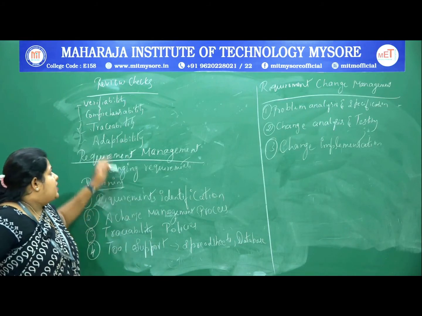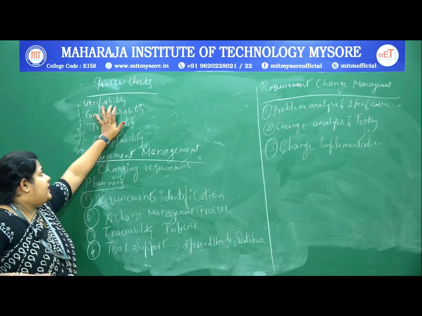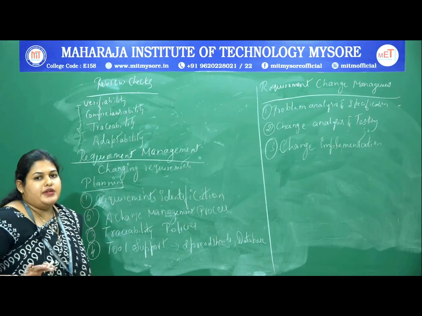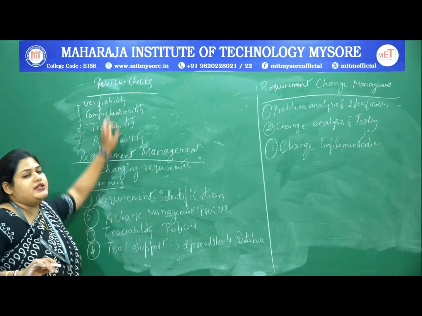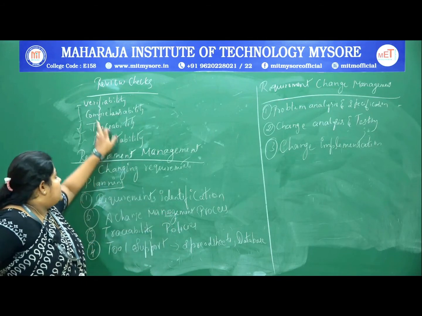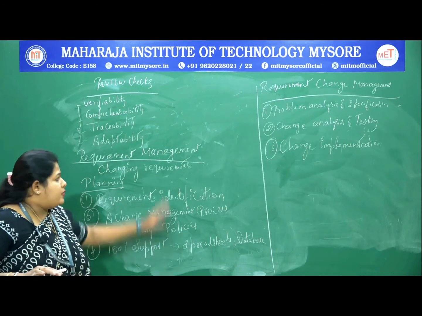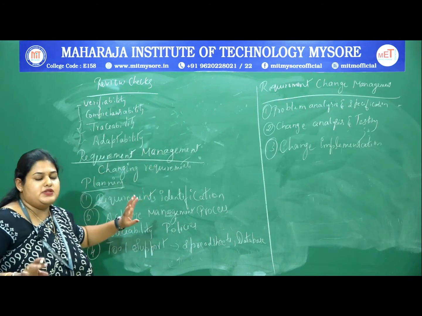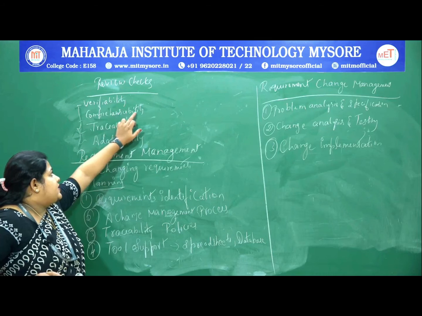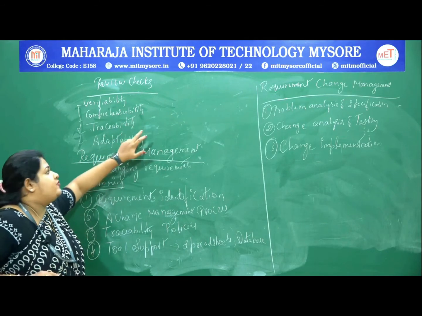So on verifiability, we are going to verify the requirements, and only if they meet the requirements will we accept it; otherwise, we need to start again from scratch. Then comprehensibility: the requirements should be comprehensible, so that they will find it okay with this particular validation of the requirements, and then I can proceed further.